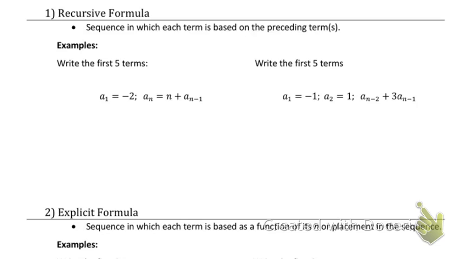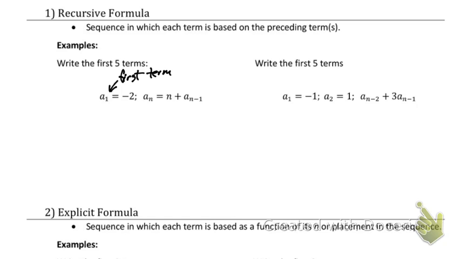So for a recursive formula, you have to know what the first one is, and that's what we have here. We have our first term is -2. You have to have that. So you have to have your first term listed. And that's what we have here. We have our first term. Then the next thing tells us what we're supposed to do with that first term.